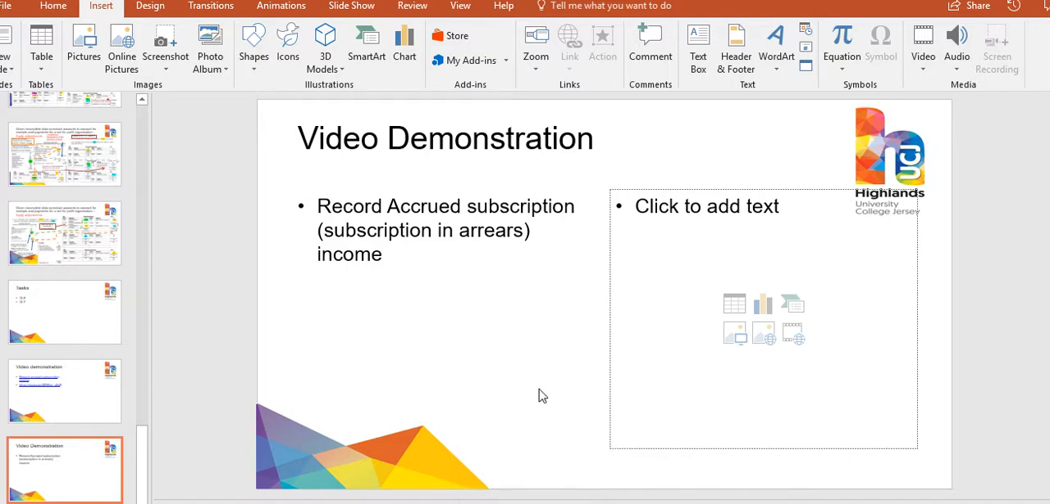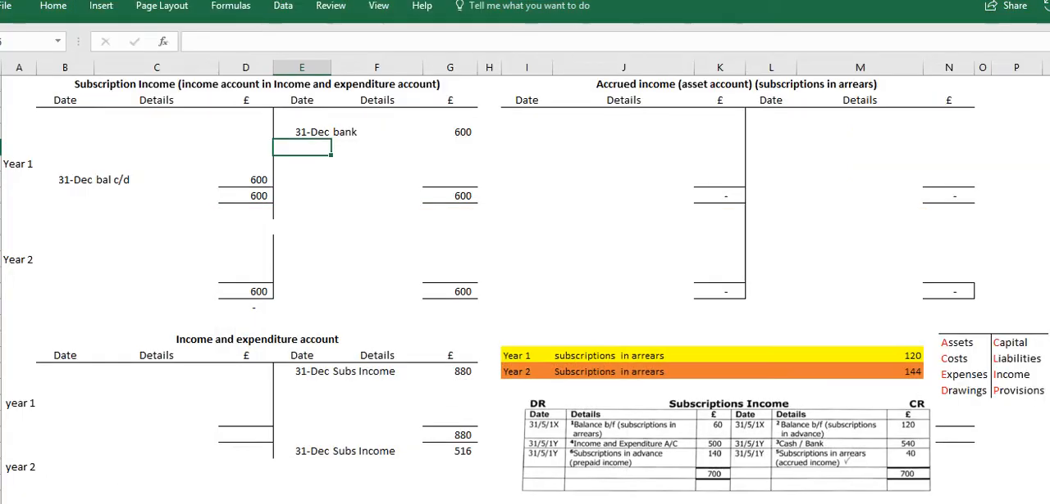their last membership fees. The point about accruals is that we need to make sure that we match all the income to the period it belongs to, and in this case we've got to make sure then that all income for this period has been recorded in our accounts for the year end.